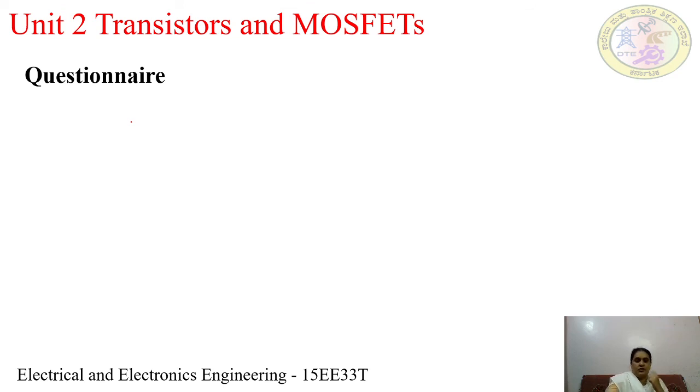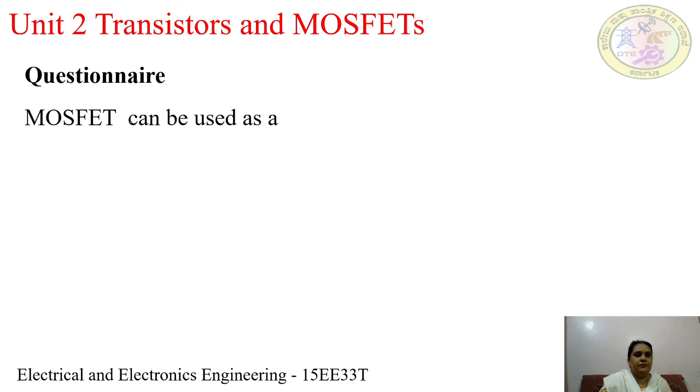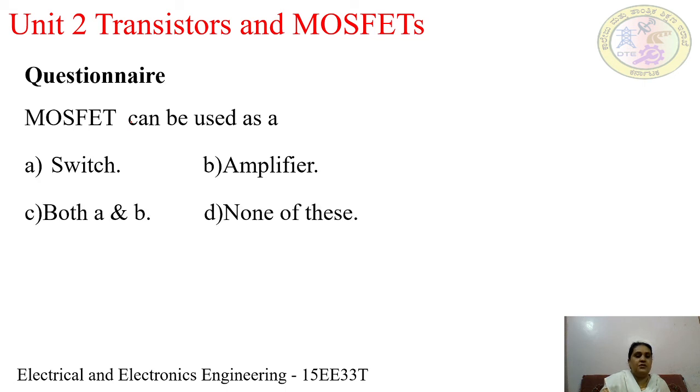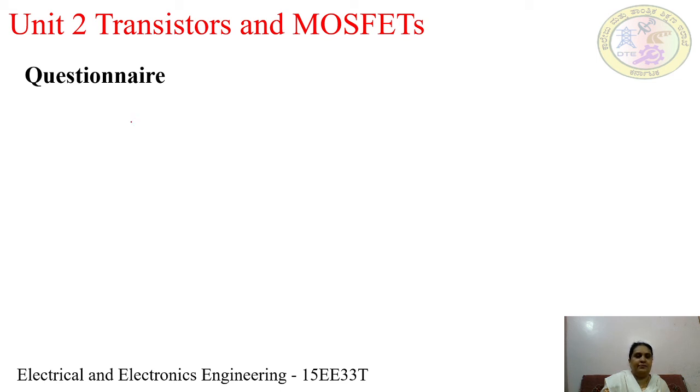So let's have some questions. Let me see how much you have understood from this topic. MOSFET can be used as: option A, switch; option B, amplifier; option C, both A and B; option D, none of these. Think wisely. We studied in today's class that MOSFET can be operated like a switch, but whether the MOSFET is used as an amplifier, think. I think you have guessed the answer. The answer is C, that is both A and B.